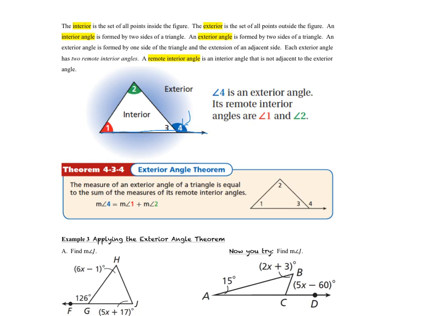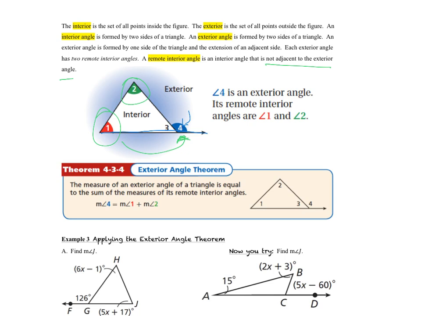Okay, we also have remote interior angles. Remote interior angles are not adjacent to the exterior angle. So in this case, angles 1 and 2 are my remote interior angles because they're not adjacent to my exterior angle, which is angle 4.